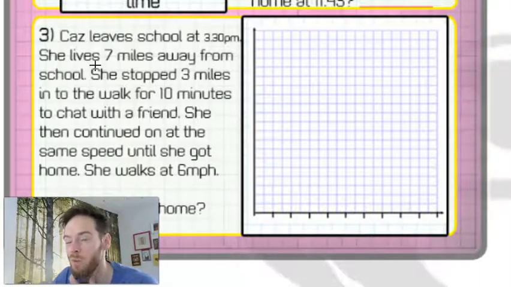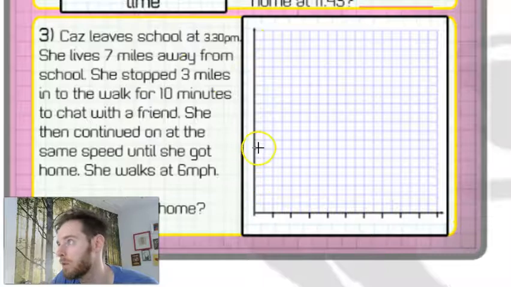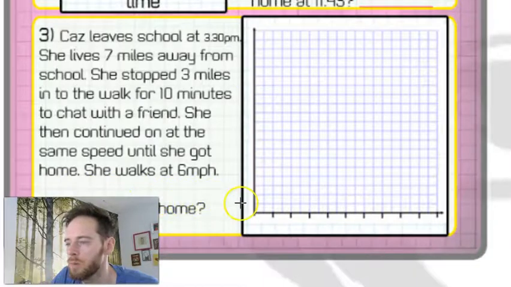Now this is a question you might want to do some highlighting for and just get some information out of this question, the key bits. So she leaves at 3:30. We've got no scale on this graph, so we're going to have to decide upon the scale ourselves. We need to draw a graph, and then we need to work out what time she gets home. It would probably say draw the graph and then work out or show the time that she gets home on the graph or something like that.